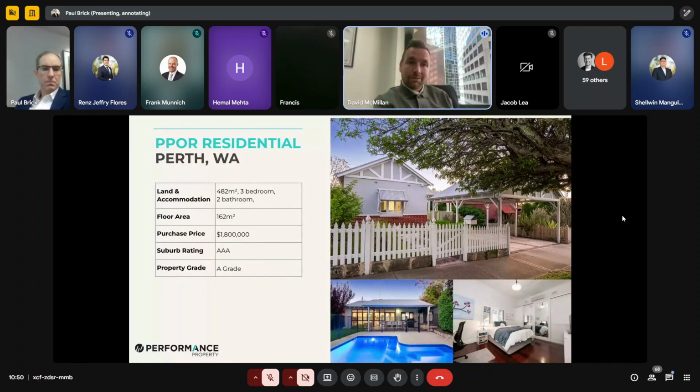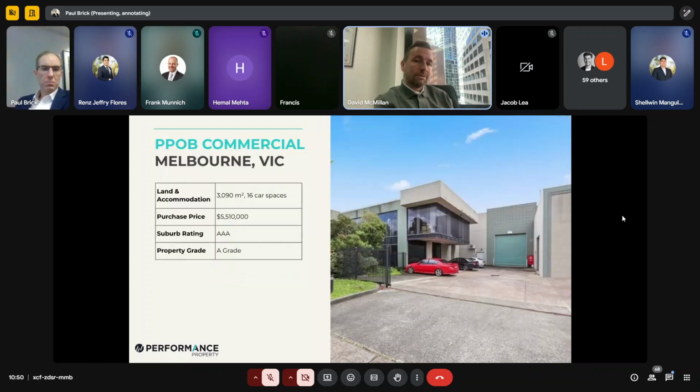Here's a good example of something we've bought in Perth that's done incredibly well. We bought a lot of quality terraces over there, older homes, classic suburbs. And here's an example of a commercial property. This was bought for a principal place of business for someone, but it's a 1 of 2. So they got to move into this place, and the factory next door produces income for them.